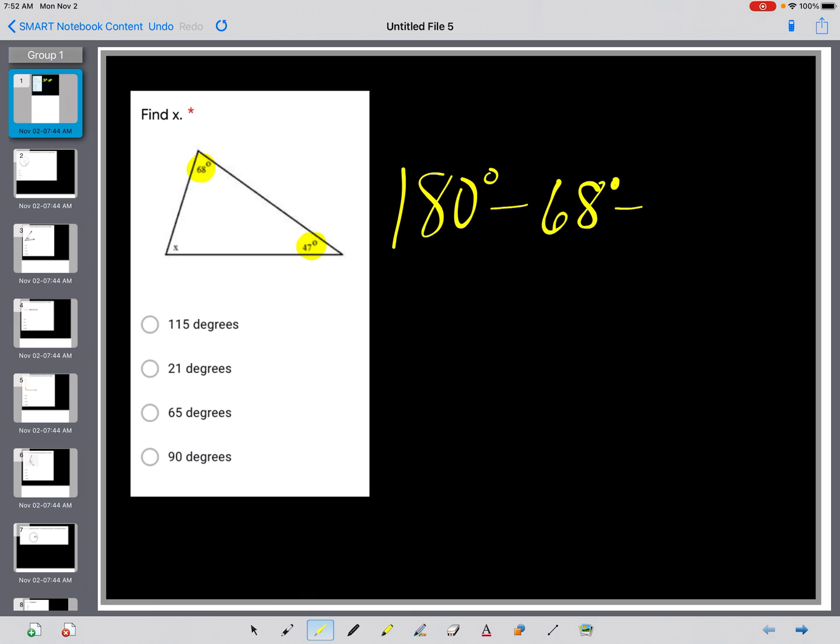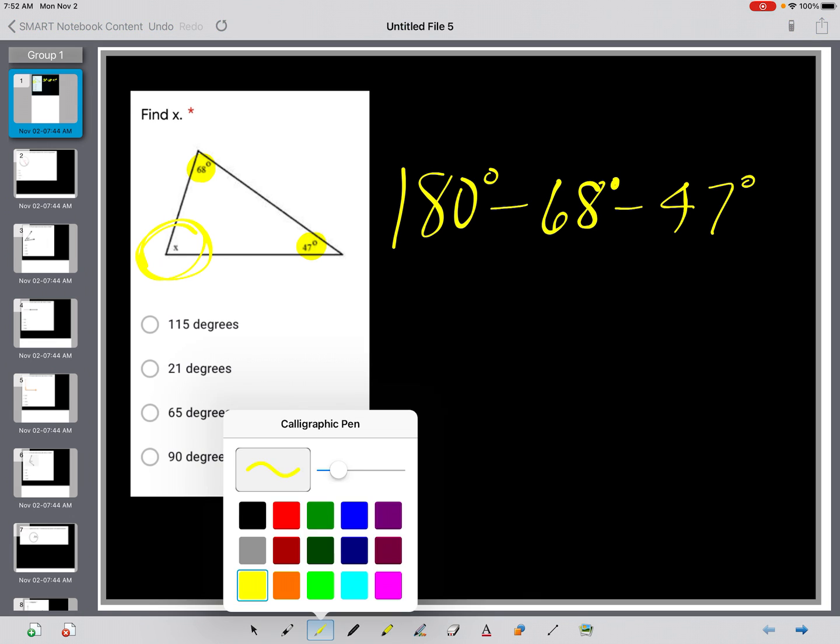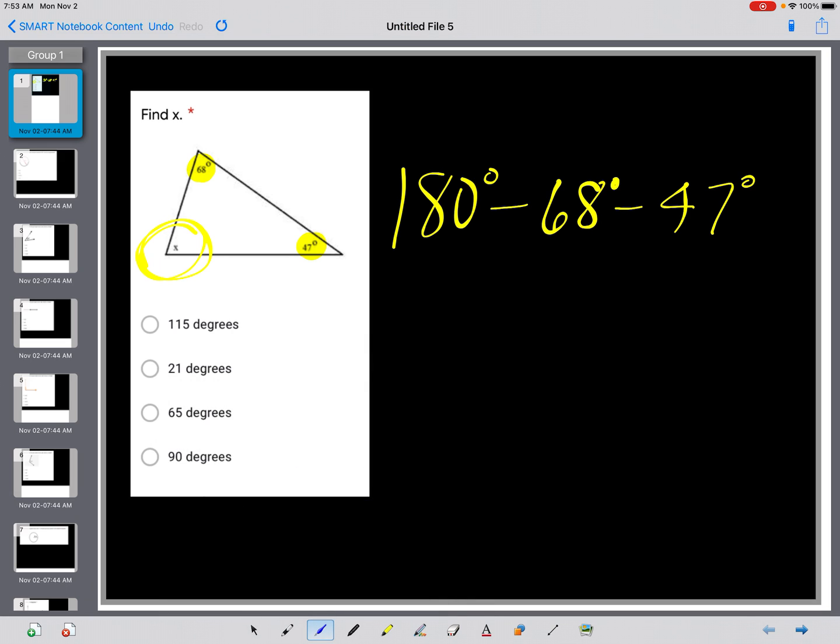So if we just subtract 68 degrees and also subtract 47 degrees, you can come out to the value of x. In this case, we're finding x. And when you do that, where the measures are 68 and 47, you would come out to 65 degrees.